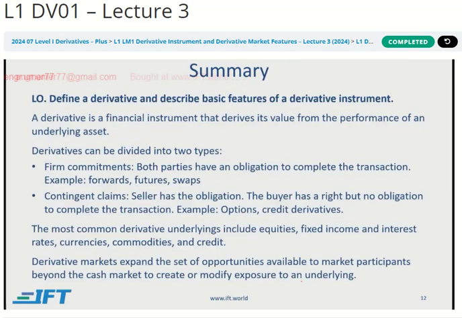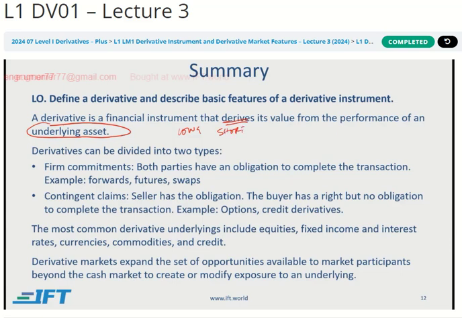Okay, so this is the end of our first learning module of your level 1 derivatives. Let's have a look at the summary. We have 2 learning outcomes over here. The first one is define a derivative and describe the basic features of a derivative instrument. So we talked about a derivative deriving its value from an underlying asset. So important word, it derives its value from the performance of an underlying asset, hence it is known as a derivative, right? And it is a legal agreement where you have a long party and a short party.